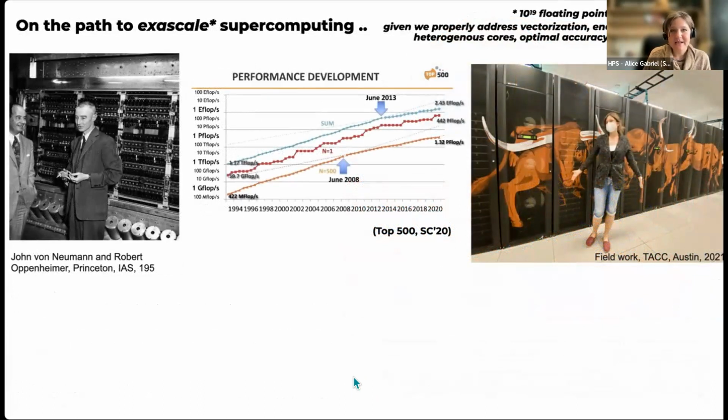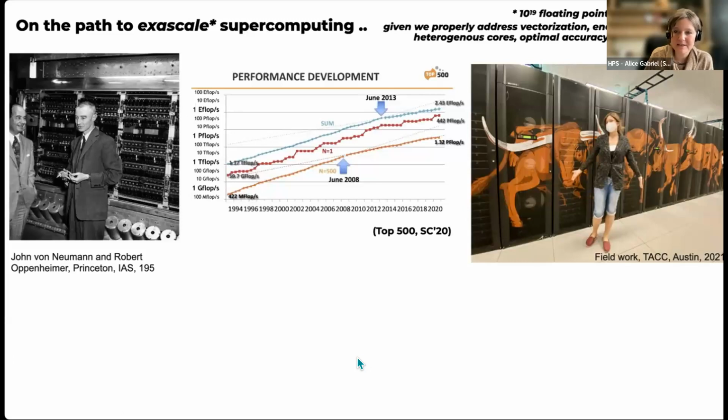So what does this mean? Exascale means 10 to the 19 floating point operations per second. So this is a large number, and would be great if we could utilize that for our seismological research. There's a lot of open questions, a lot of research in scientific computing actually to be done to get there.